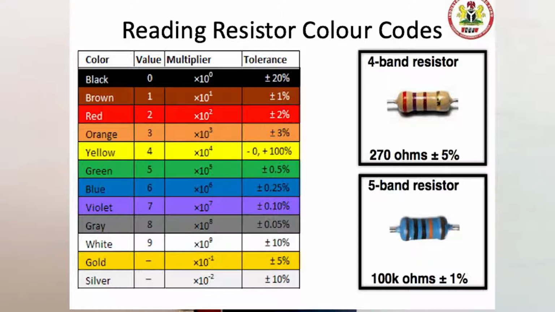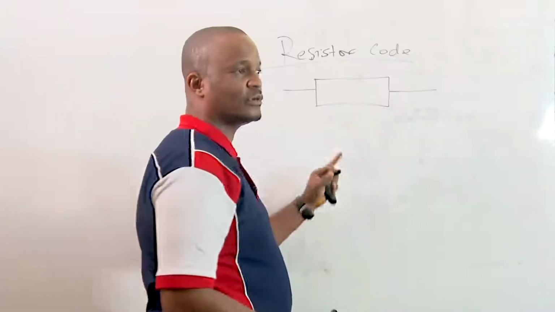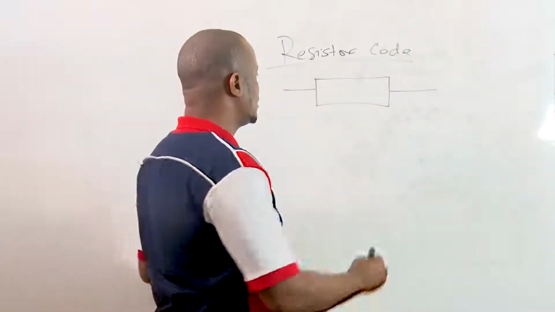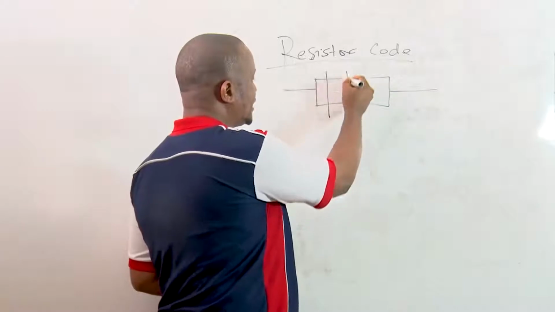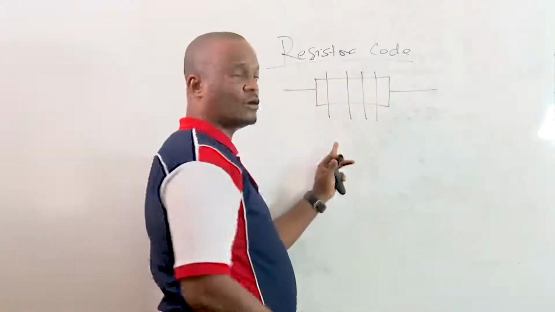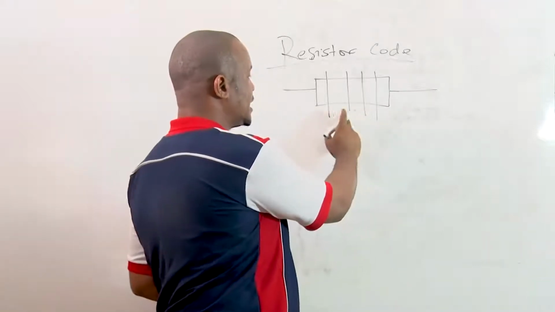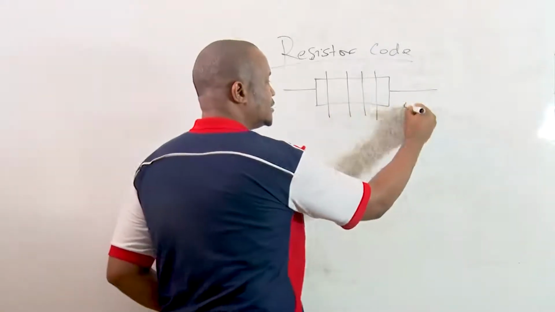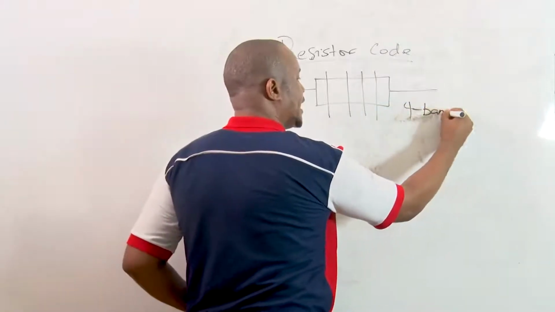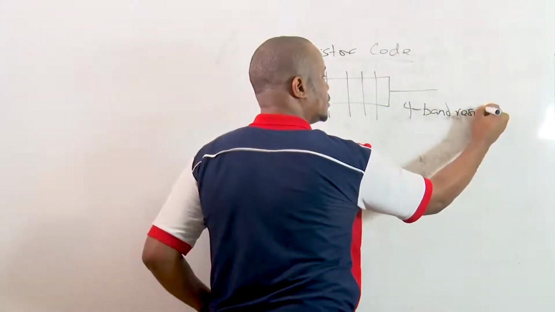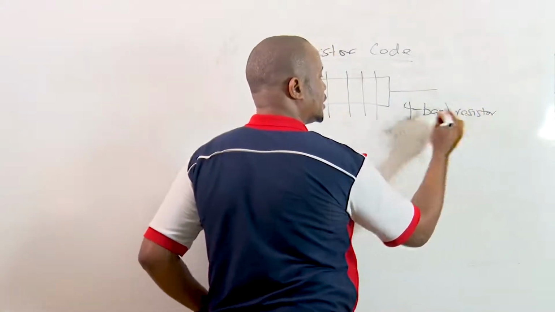However, there are different bands. There are different types of resistor, in terms of the bands. And I will show you what I mean. We have a resistor. We have identified this as a symbol for resistor in our previous lesson. And then we have markings. You can have markings on the resistor like this. When you look at a resistor that has about 4 markings, that is known as what? A 4-band resistor, okay?